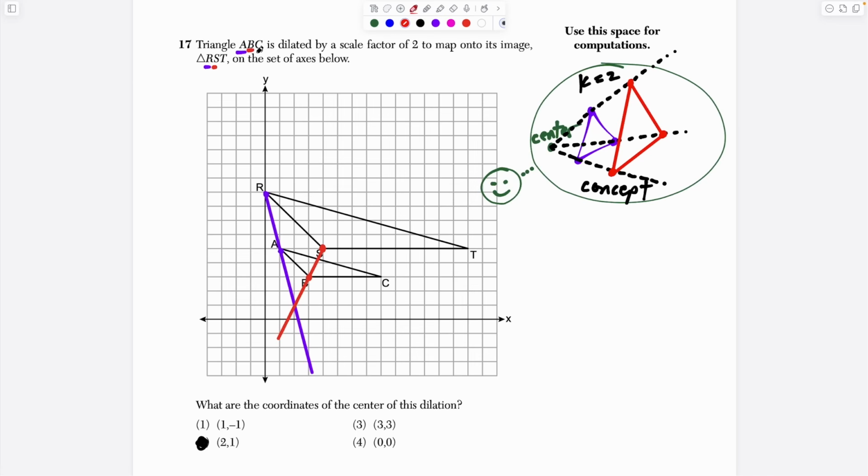Okay, if I were to connect point C and point T. So I'll connect this last pair of points here. So I'm going to start over here at point T, and I'm going to go to point C, and I'm just going to continue on a straight line through like this. And notice that we do, in fact, connect all 3 of these lines here at the point 2, 1. So that is going to be our center of dilation.